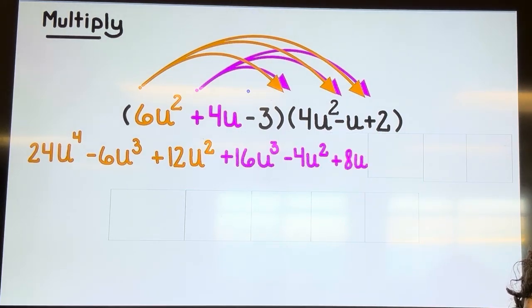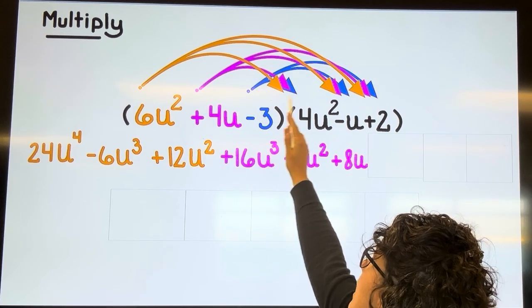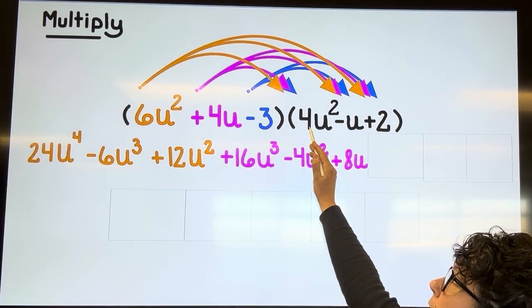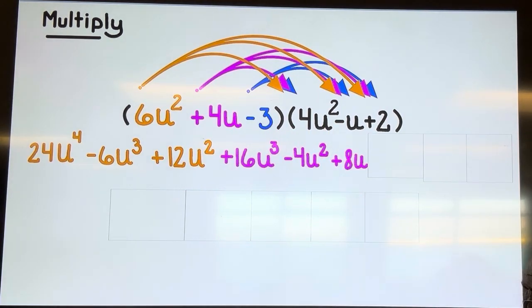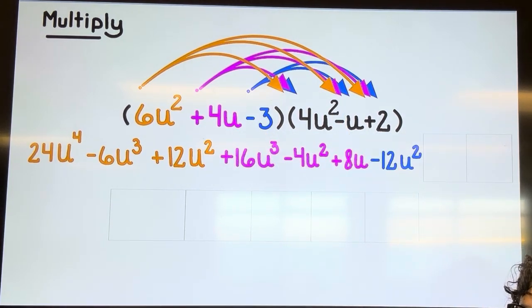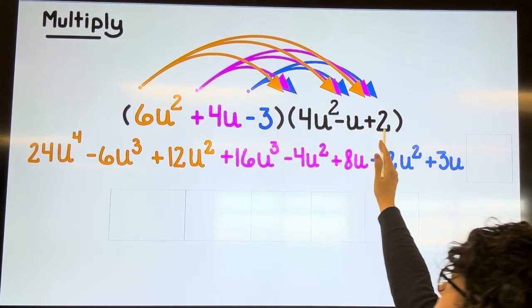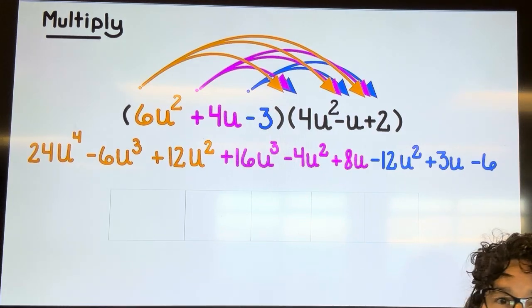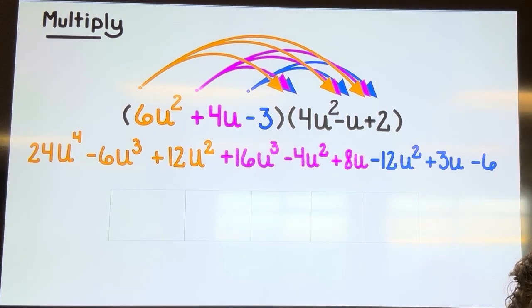Okay, now my last step is to take the negative 3, just going to make that blue, and we're going to take the negative 3 times each one. So negative 3 times 4u squared is negative 12u squared. And then negative 3 times negative u is plus 3u. And negative 3 times positive 2 is minus 6. We have a little bit of simplifying to do here.